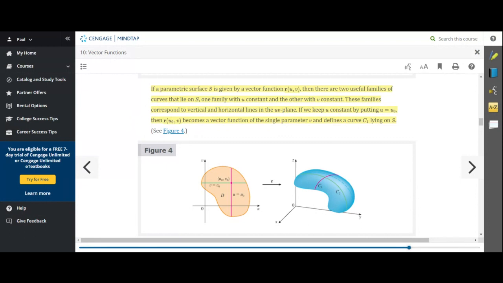The vector function R of t, whose parameter was t, one variable, traces out a space curve. Well, if you have a vector function of two variables, u and v, but you hold one of the variables constant, then your vector function is really a function of just the one variable. The one variable varies, and so you get these space curves that lie on top of the parametric surface, as seen in figure 4.